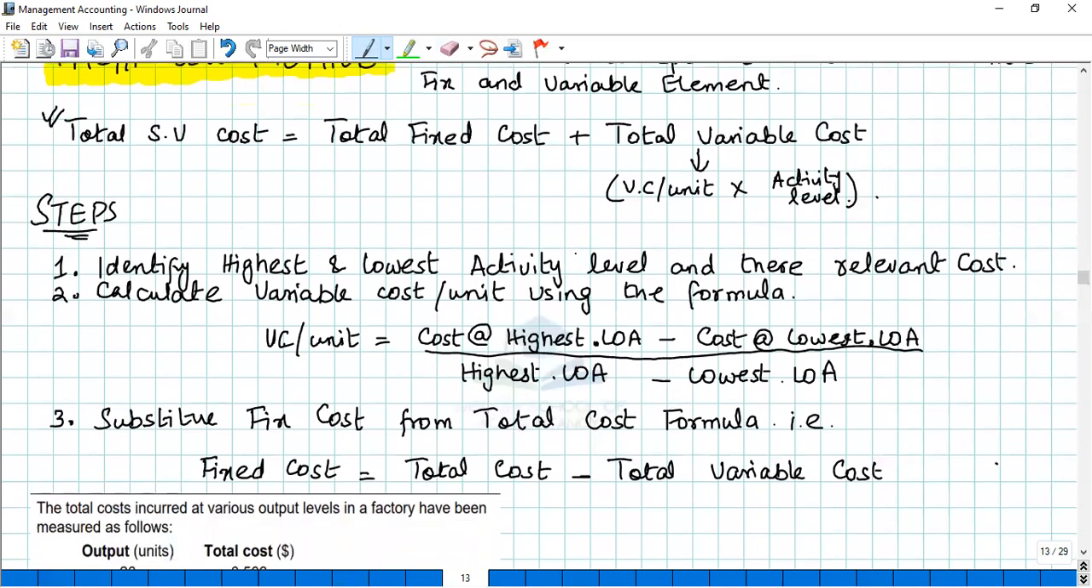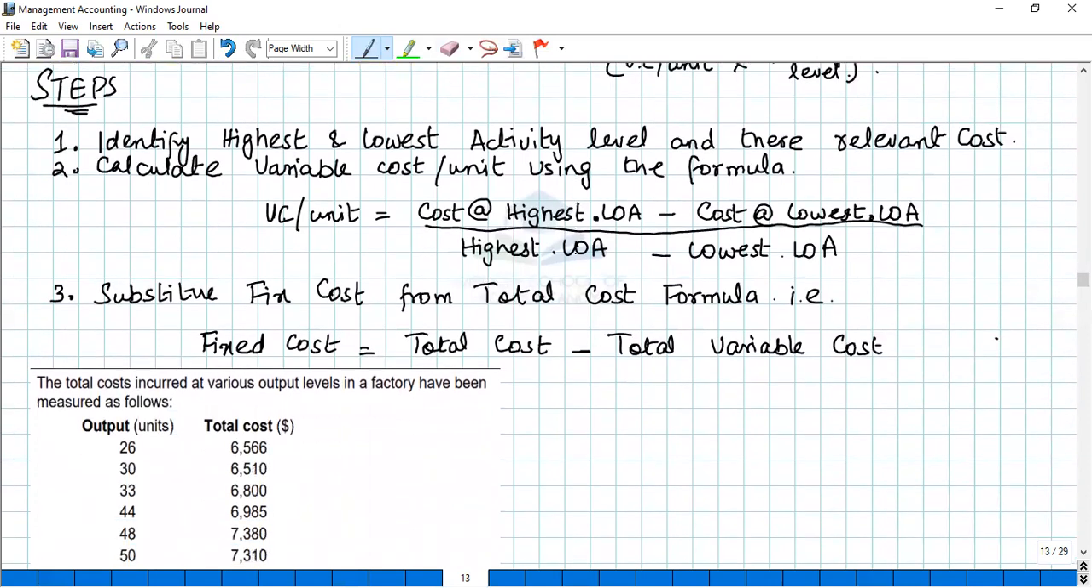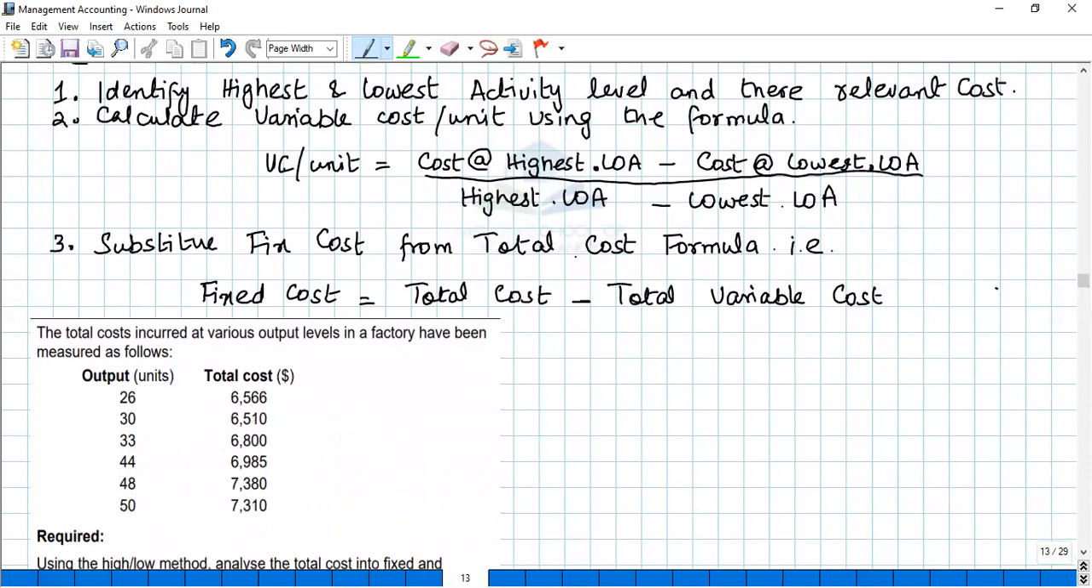Now, let's discuss the steps, and we will apply those steps in the example that is given below. Now, what's the first step? First step is you have to identify the highest and lowest activity level and their relevant cost. For doing the Hilo method, you will be provided with different levels of activities and their relevant costs. You have to identify the highest level of activity and the lowest level of activity and the relevant cost on those activity levels.